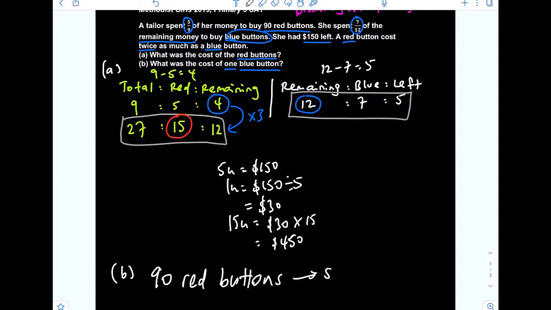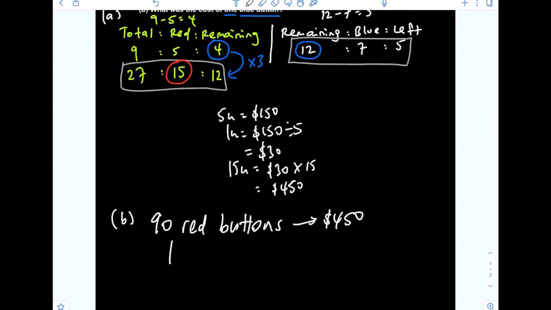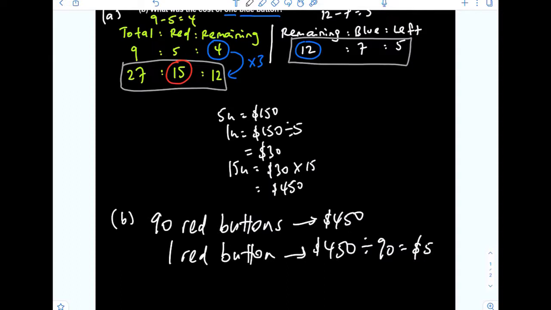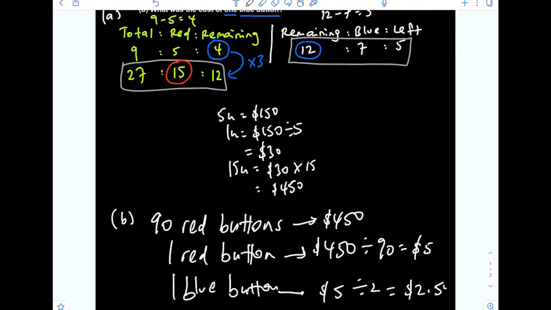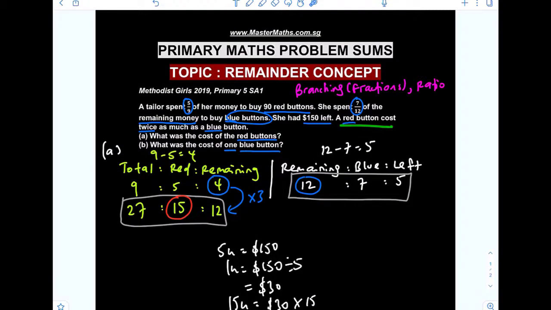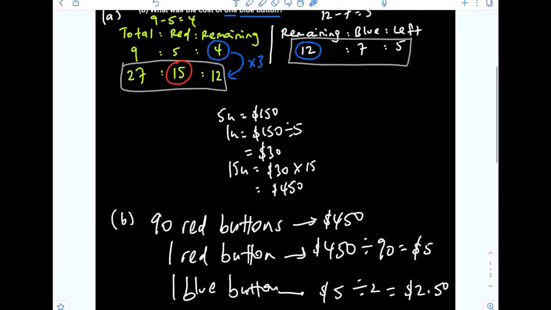is just gonna be $450. We can find one red button. 450 divided by 90, which is gonna be $5 for one red button. That's quite an expensive red button. $5 for one. So what we do next, we proceed for one blue button, which is half of this. So $5 divided by 2, $2.50. Why half? Because the red is twice of the blue. Right? Red button is twice as much as the blue one. Final answer, $2.50.